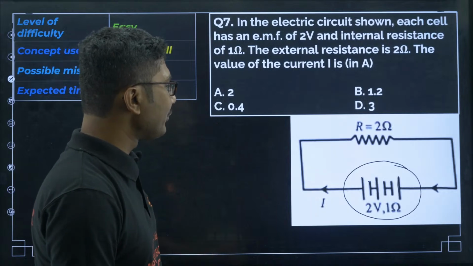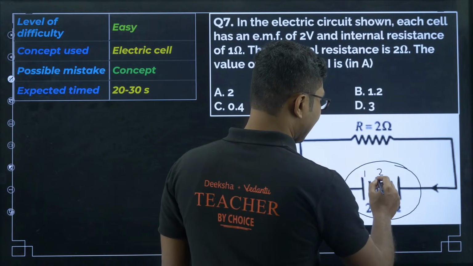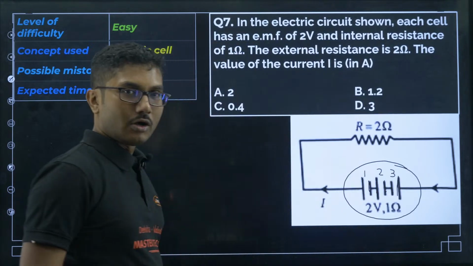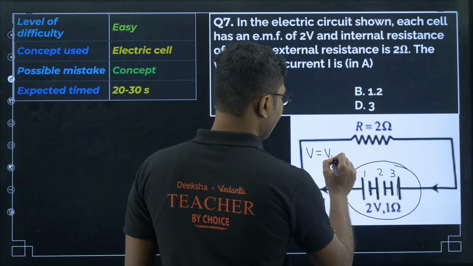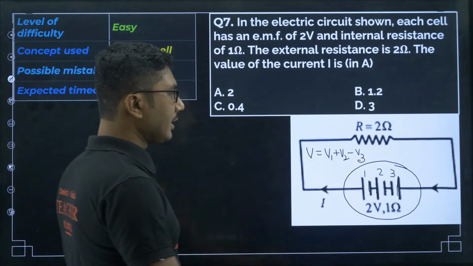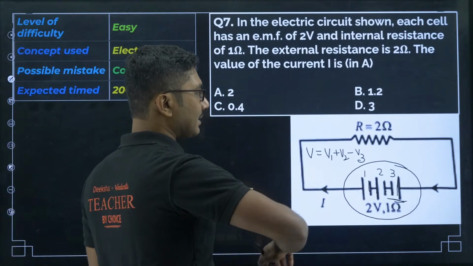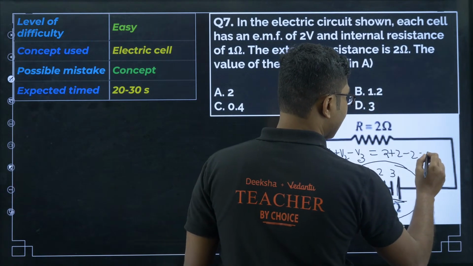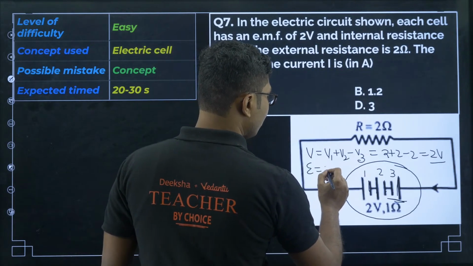The trick is, if you see here, how many cells do we have? We have one cell. The second cell is also connected in series, but the third one is connected opposite to that, right? So what is the total potential? The total potential will be V1 plus V2 minus V3, because the polarity of the third cell is reversed, so that will be minus. Each of them has 2 volts, so 2 plus 2 minus 2 is 2 volt. So the equivalent EMF is 2 volt.